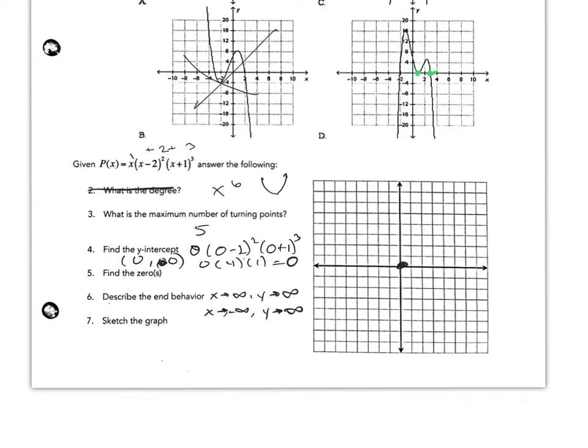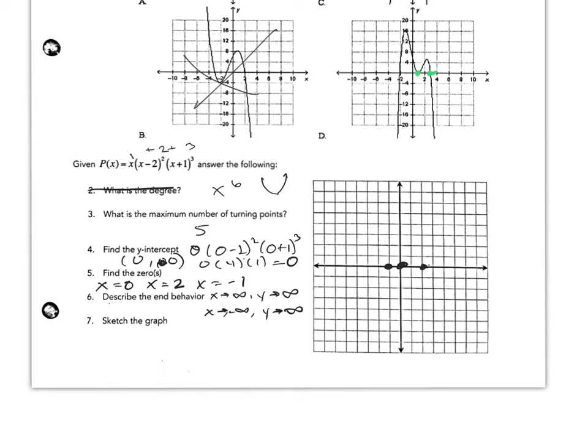Find the zeros. These are your x-intercepts. That is to say, set each factor equal to 0. So we get x equals 0. It's already on my graph. We get x equals 2. It's going to bounce there. We also get x equals -1. It's going to slide there.